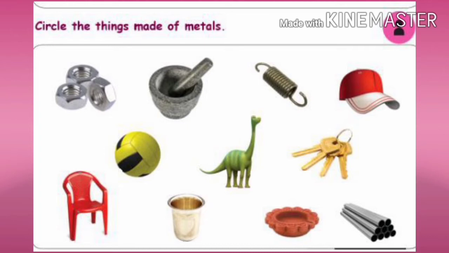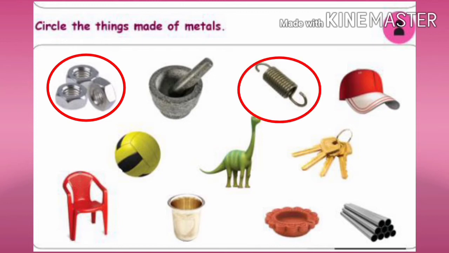Okay. First, this one. This is known as a bolt. This is made of metal. So, circle this one. The next one is this spring. This is also made of metal. So, we have to circle this thing.